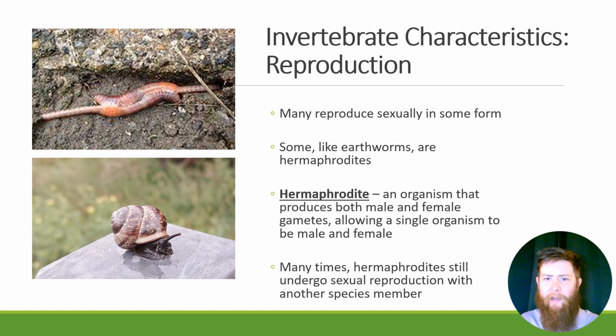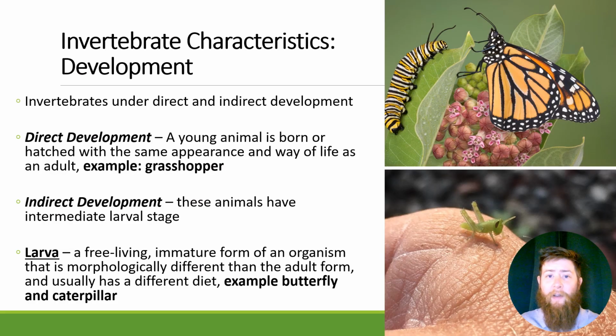As invertebrates reproduce, many of them reproduce sexually in some form. Some, like earthworms, are hermaphrodites. A hermaphrodite is an organism that produces both male and female gametes, allowing a single organism to be either male or female in a breeding pair. Snails and earthworms still breed with each other, even though they have the ability to be male or female, but because they don't see each other very often, this gives them more options. Even though they have both parts, they usually choose one during that mating pair and stick with that role.